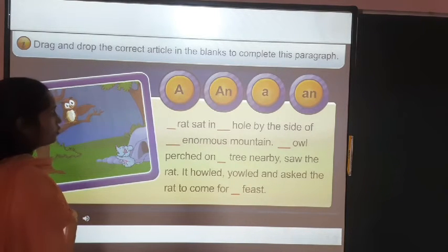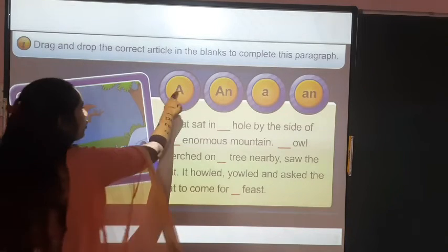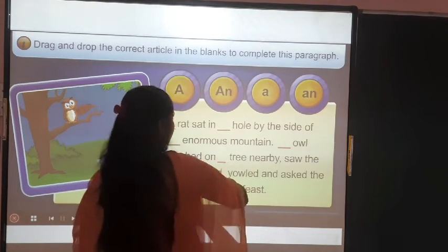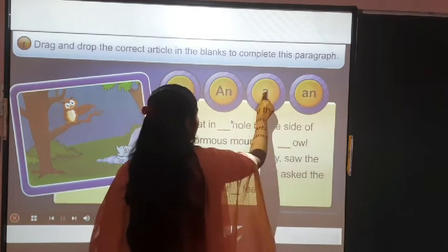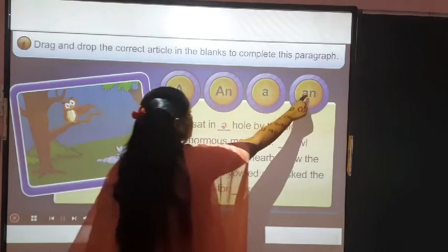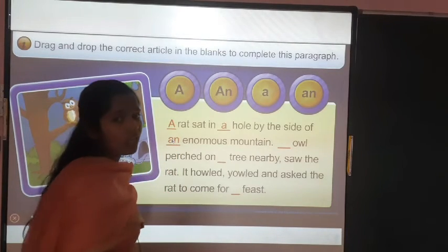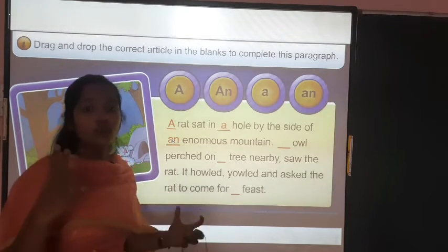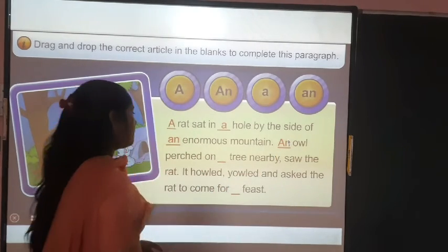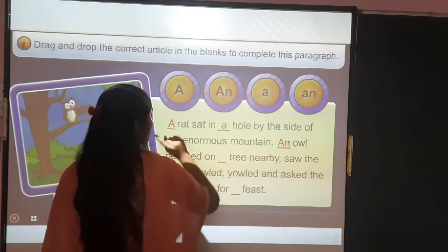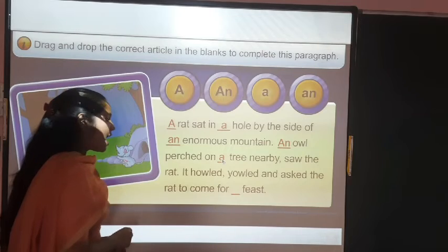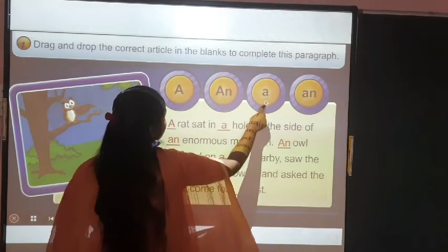Now what we have to do? A rat sat in, what will be there, the or a, an? A rat sat in a hole by the side of an enormous. Do you know the meaning of enormous? I taught you in your classes. Enormous means very huge, very large. Enormous mountain. Now owl, so an owl perched on dash tree, on a tree nearby. Saw the rat. It hooted, and asked the rat to come for a feast.